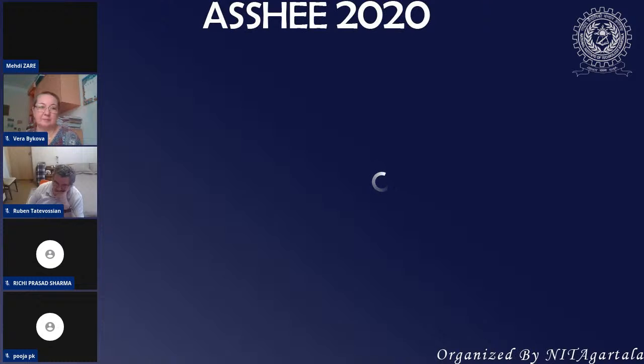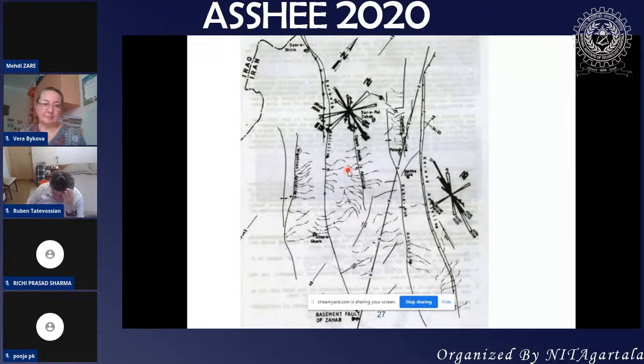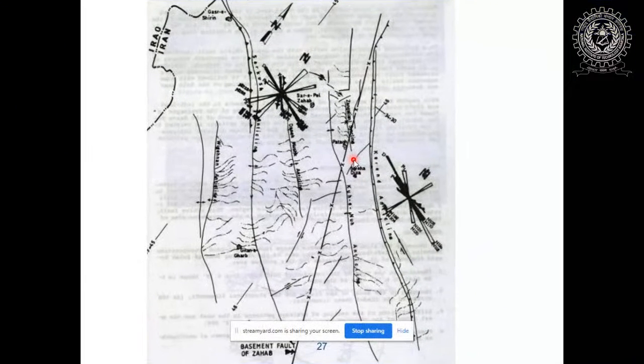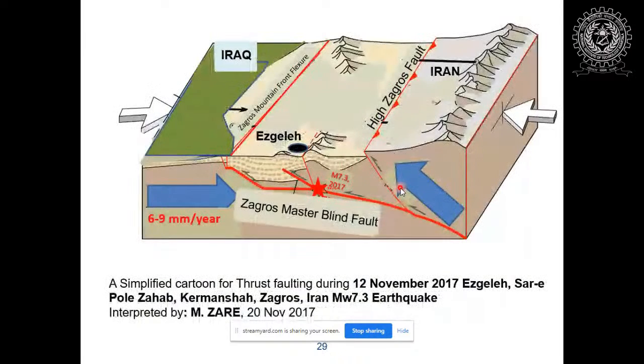I have focused on the type of faults, surface faults, and a possible basement fault, which might be observed based on the surface evidence in the Sarpol-Zahab region. I do still believe that a basement fault was the cause of this 2017 earthquake. This is the model that I have proposed after the November 2017 earthquake.